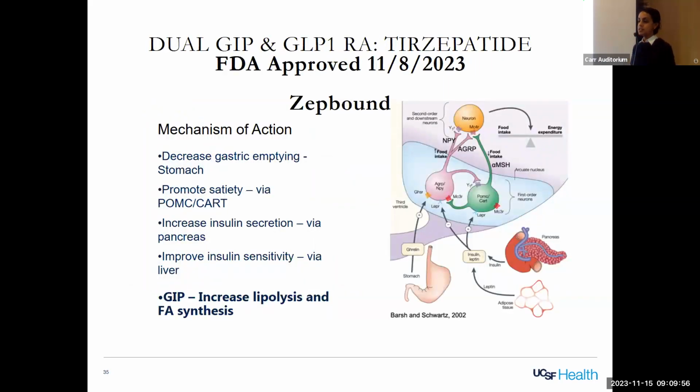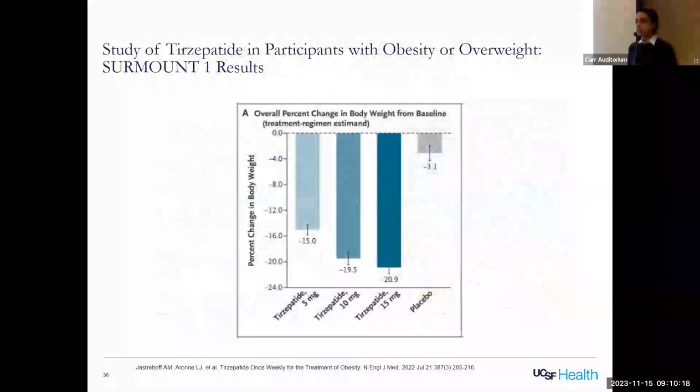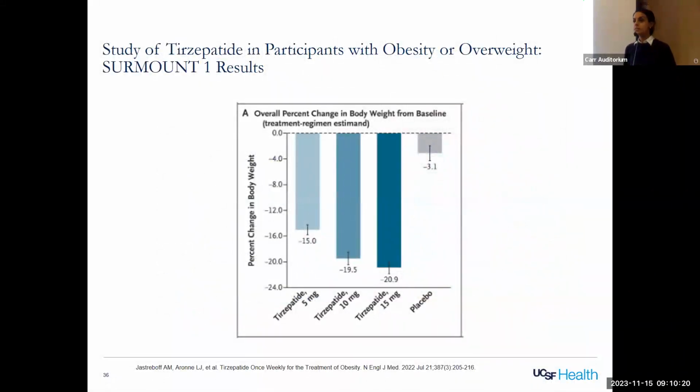So now let's transition into this novel dual GIP-GLP receptor agonist, tirzepatide. It was just FDA approved last week under the name Zepbound for use in obesity. So Zepbound has all these amazing GLP effects, but then it has this added GIP effect of increased lipolysis and fatty acid synthesis. And so when we're thinking about the tirzepatide studies in obesity, these are all called the SURMOUNT trials. And the SURMOUNT trials have been astonishing.